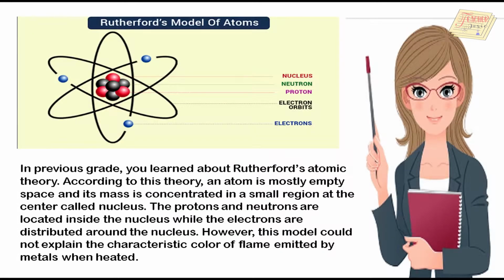In previous grades, you learned about Rutherford's atomic theory. According to this theory, an atom is mostly empty space and its mass is concentrated in a small region at the center called the nucleus. The protons and neutrons are located inside the nucleus, while the electrons are distributed around the nucleus. However, this model could not explain the characteristic color of flame emitted by metals when heated.